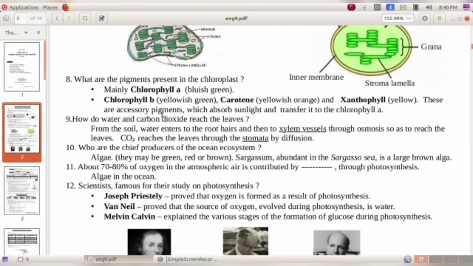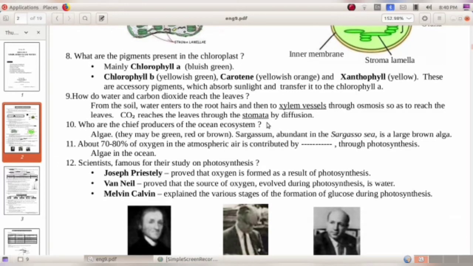Then different pigments are seen inside the chloroplast. The main pigment is chlorophyll A, that is bluish green in color. The chlorophyll A is the pigment that directly takes part in photosynthesis. Other pigments seen are chlorophyll B, yellowish green, carotene, yellowish orange, and xanthophyll, yellow. These pigments are called accessory pigments because they absorb sunlight and transfer it to the chlorophyll A. They are the pigments that help the chlorophyll A. So they are called accessory pigments.